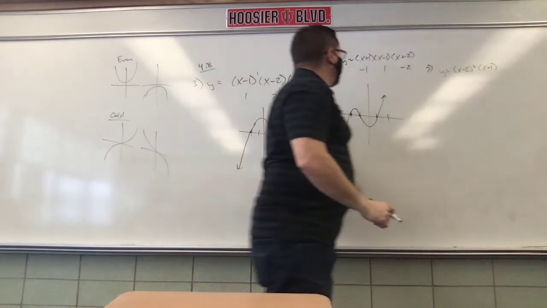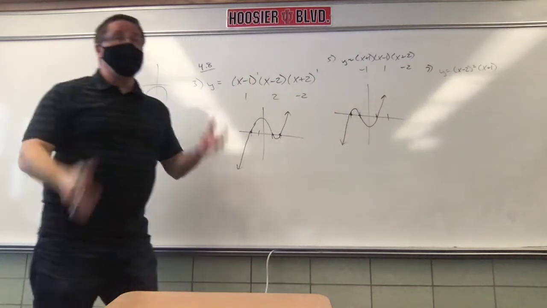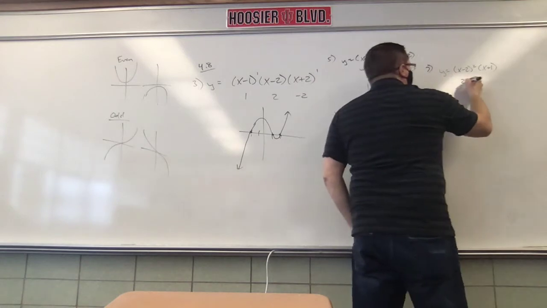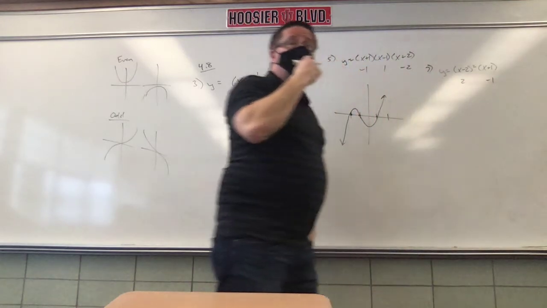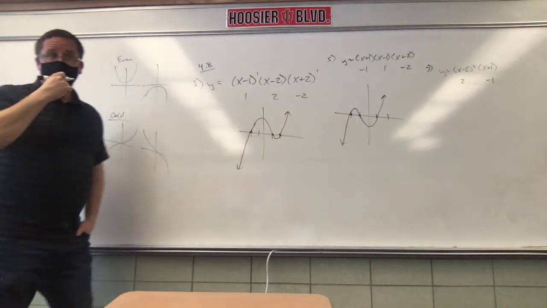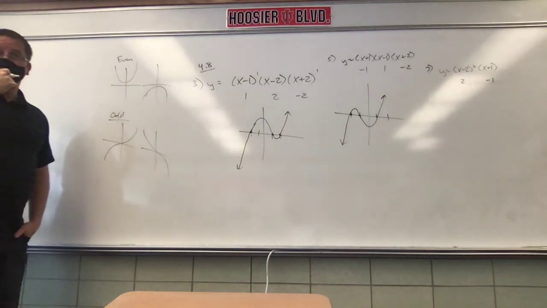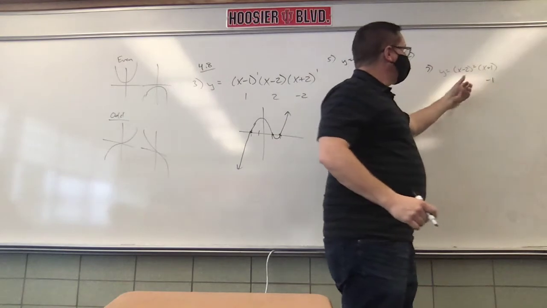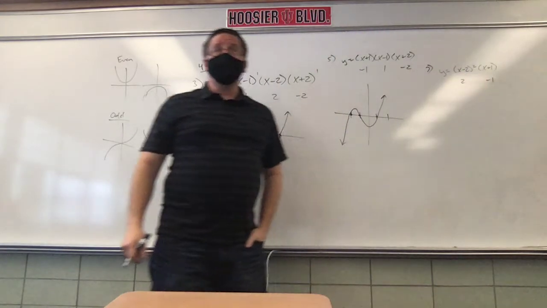Still third degree, so it's still going to look sort of like these. It's still going up. It's not negative. My zeros are 2 and -1. How is this one going to be a little bit different, though? There's 2, so it's raised to the power of 2. So it's going to bounce at 2. Even. It's going to bounce because it's an even.